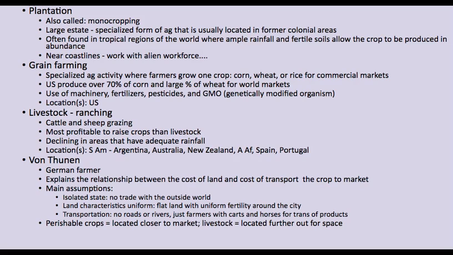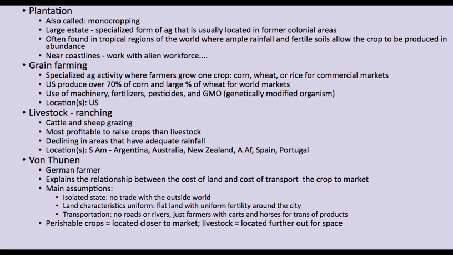Moving on to Von Thunen. Von Thunen is the big theory for this unit overall and explains the relationship between the cost of land and cost of transport of the crop to market. The big thing about Von Thunen is this is an old theory. The main assumption is that it's an isolated state, meaning that you're only trading with the people closest to you and not with the rest of the world.